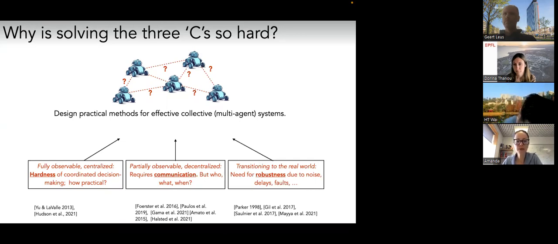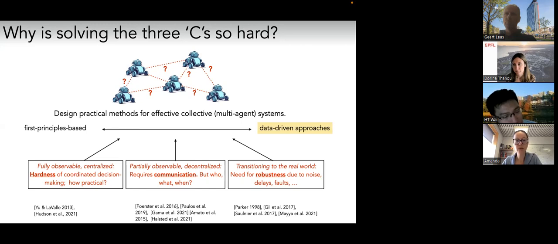So we need to design strategies that can accommodate artifacts that happen in the real world, such as noise, delays, faults, and even tampering, such as malicious agents or agents that are non-cooperative that include themselves as part of our systems. And so all of these things, we can approach them through first principles-based and model-based approaches, but it's difficult because it tends to be one design solution per application, whereas what we're interested in is a new paradigm that helps us address all of these problems in one.